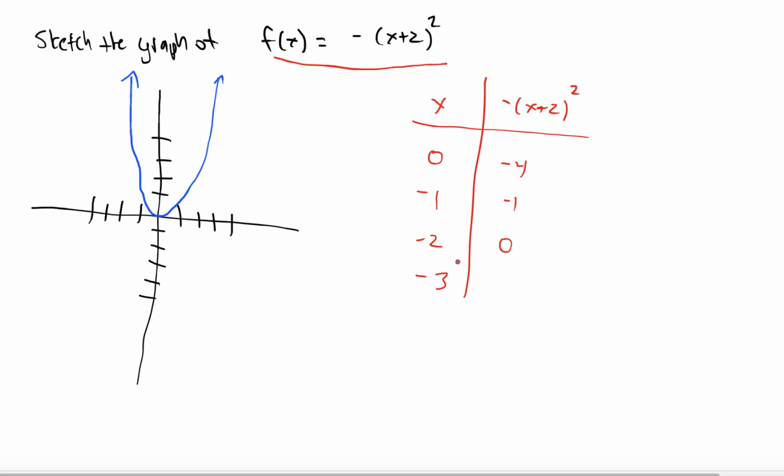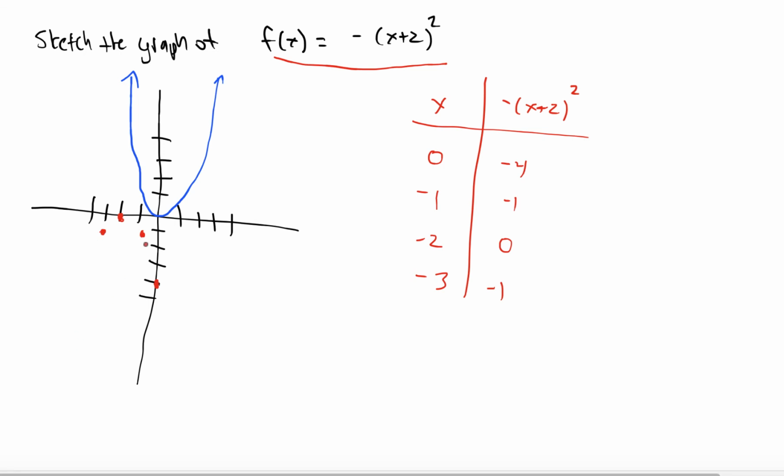And we'll do one more point. Negative 3 plus 2 is negative 1. Negative 1 squared is positive 1, but because of this negative, we become negative 1. So let's take a look. Let's plot just these 4 points, and then hopefully we can notice something happening and determine what this graph is going to look like here.